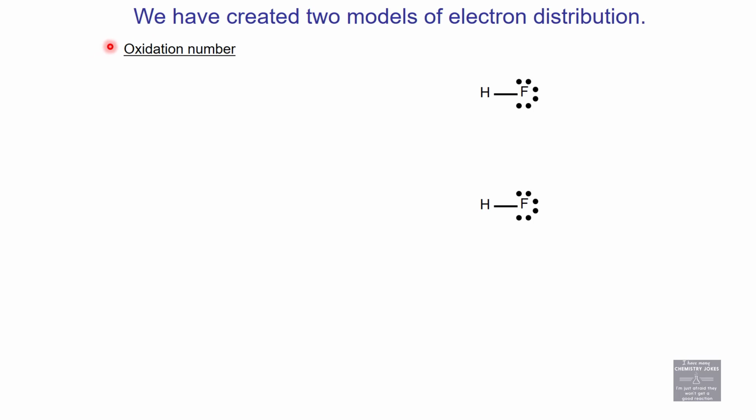We've talked about two different models of electron distribution prior to now. Long ago, we talked about oxidation number. When we talked about oxidation number, we said it's like the electrons are being completely transferred. We didn't use these words, but completely transferred to the more electronegative atom. Now that we know what electronegativity is, that makes more sense.